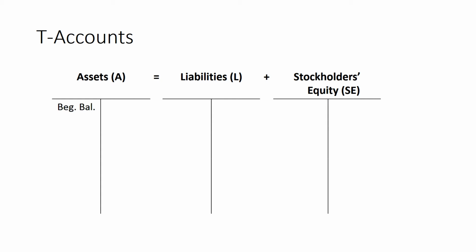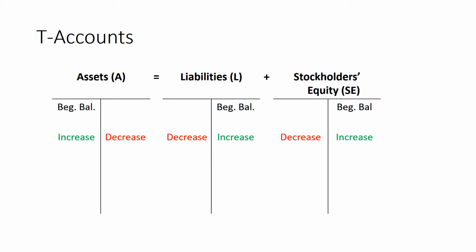Since the asset is on the left-hand side, its beginning balance is on the left-hand side as well. Liabilities and shareholders' equity are on the right-hand side, so their beginning balances are on the right-hand side. Any increases to the assets get put on the left-hand side of the big T, whereas any increases to liabilities and shareholders' equity accounts get put on the right-hand side of the big T. Any decreases to the asset get put on the right-hand side of the T account, whereas any decreases to the liabilities and shareholders' equity get put on the left-hand side of the T account.